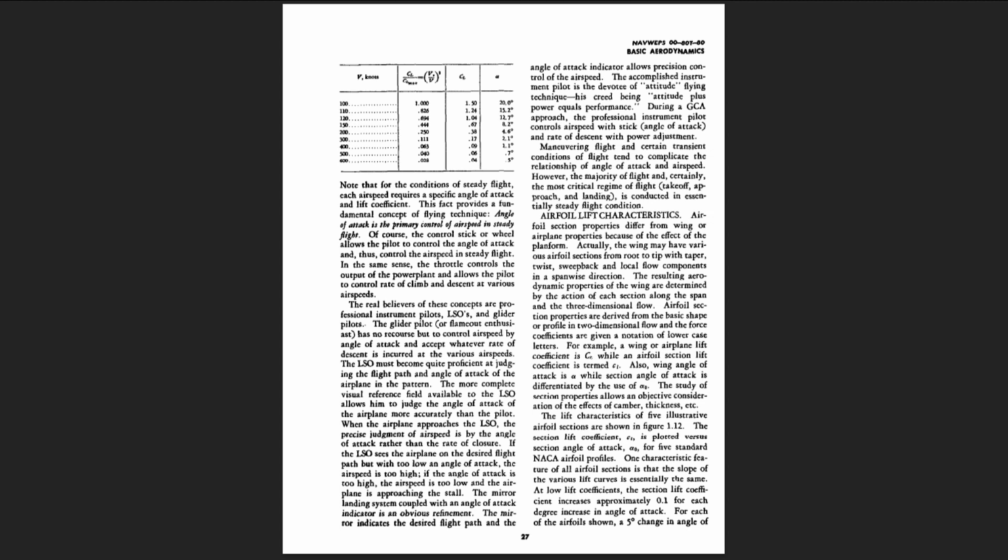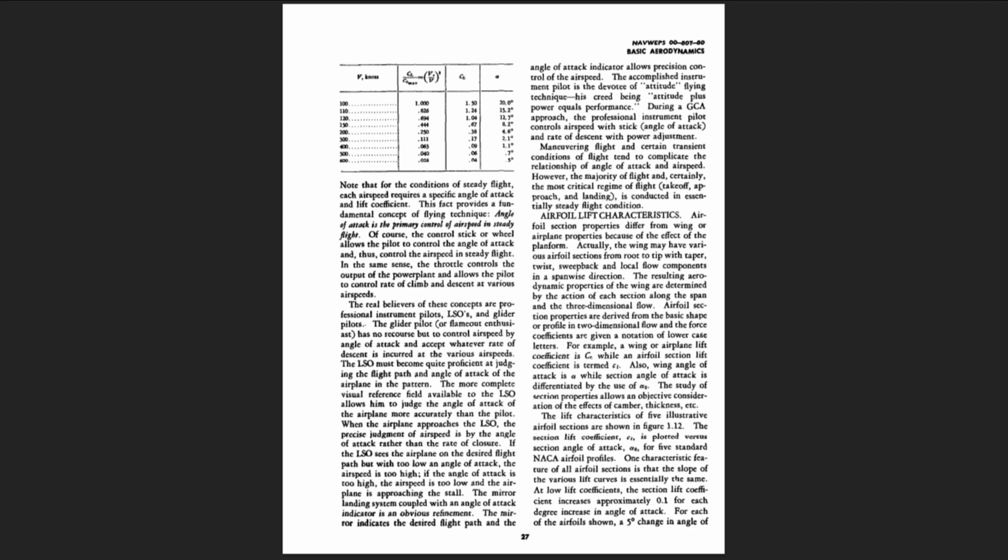Airfoil lift characteristics. Airfoil section properties differ from wing or airplane properties because of the effect of the planform. Actually, the wing may have various airfoil sections from root to tip with taper, twist, sweep, and local flow components in a spanwise direction. The resulting aerodynamic properties of the wing are determined by the action of each section along the span, and the three-dimensional flow. Airfoil section properties are derived from the basic shape or profile in two-dimensional flow, and the force coefficients are given a notation of lowercase letters.